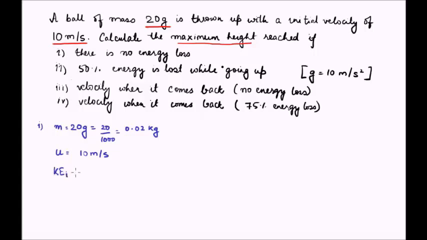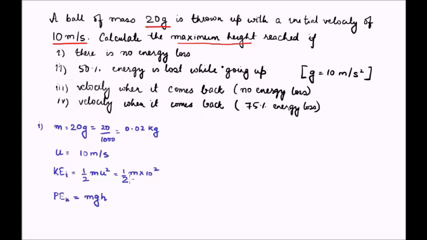So let's first calculate the initial kinetic energy. I will write it as KEI, and that will be half times m u square. Half, I will leave m as m and u square is 10 square. Now this kinetic energy, which is at the lowest point, will be equal to the potential energy at the highest point. Now potential energy at the highest point, let me write it as H, will be given by mgh.